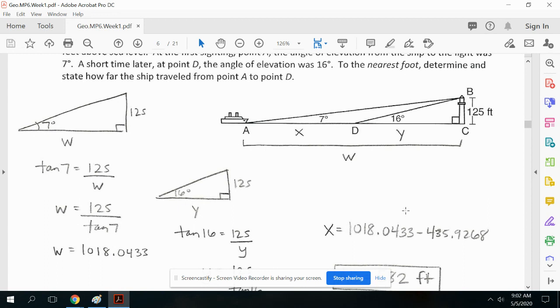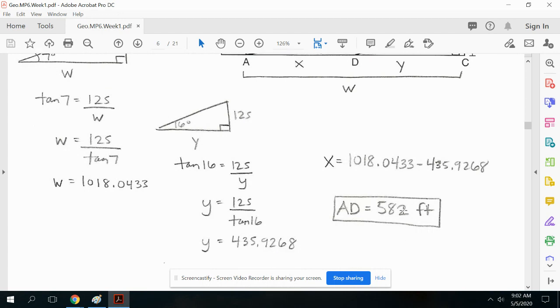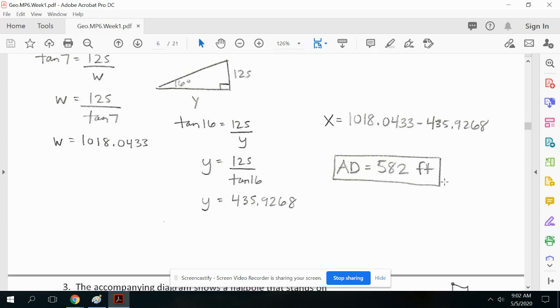Pop that in your calculator. Make sure you're in degree mode. The next triangle also uses tangent, also uses the same process of, instead of multiplying the final values, I divide by tangent. And then I just use a little bit of subtraction to find the length of A to D.